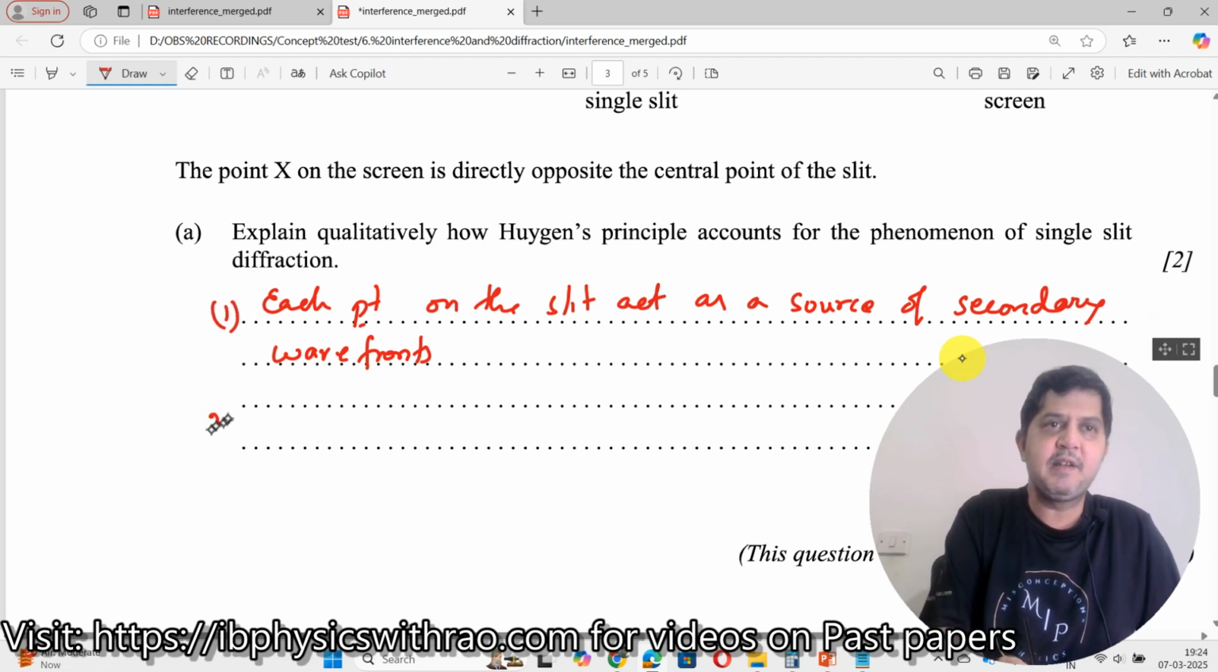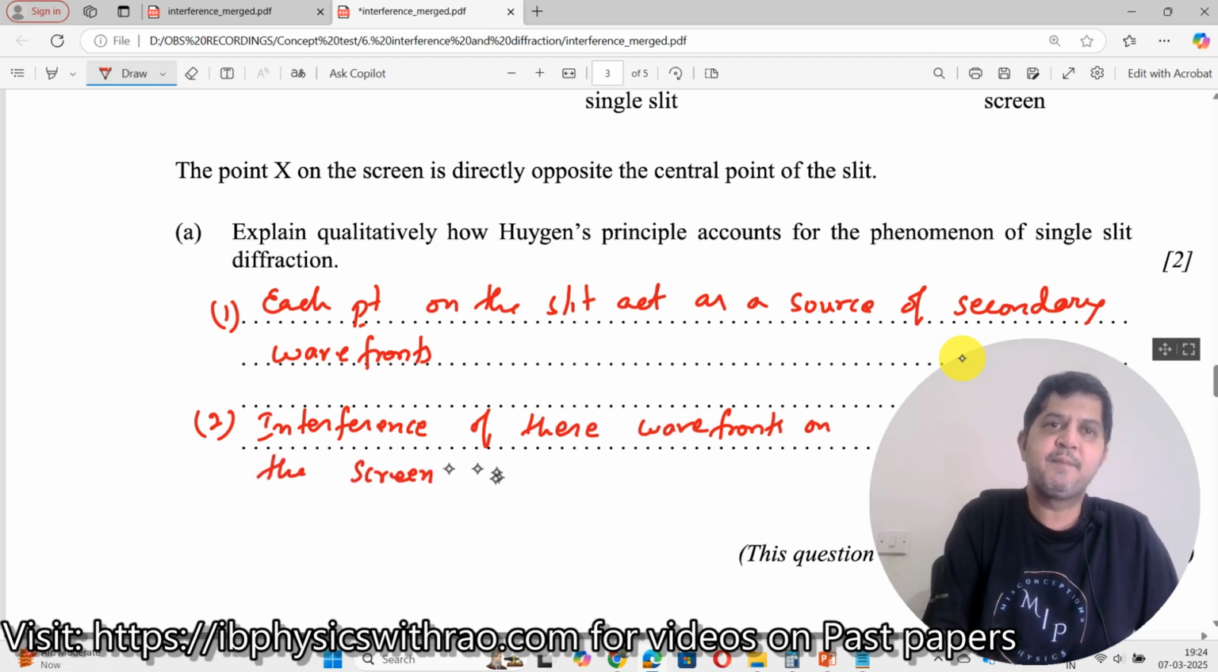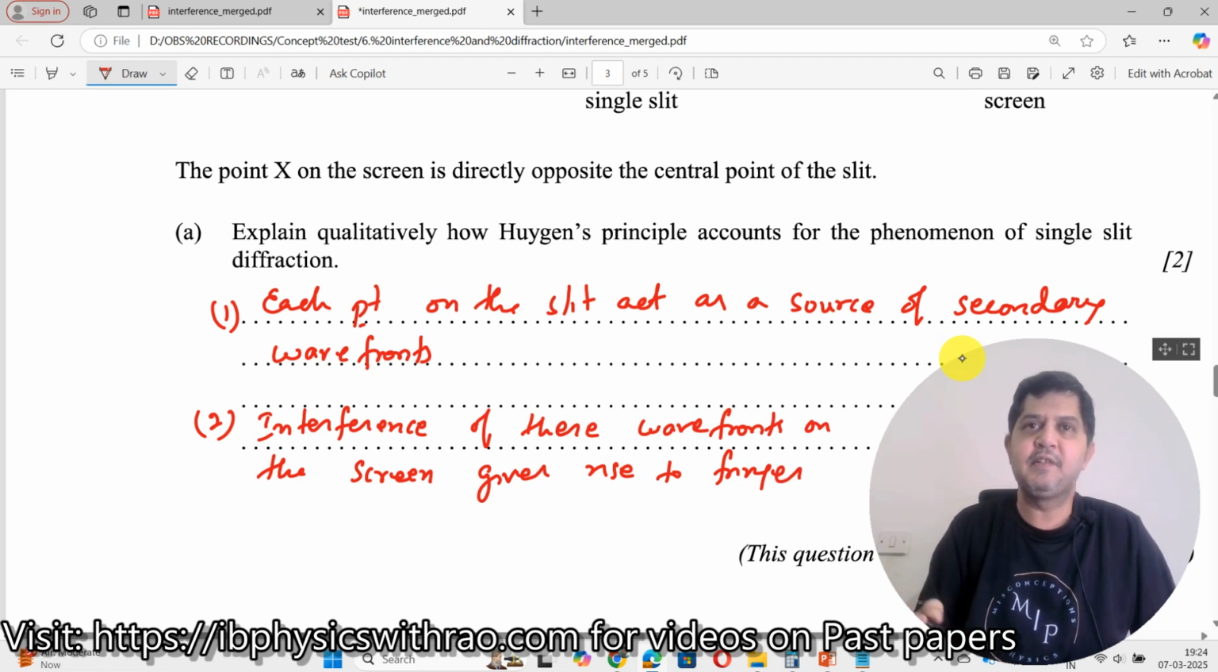And then the second point is that interference of these wavefronts on the screen gives rise to fringes. So this is what happens. This is nothing but the principle of diffraction.